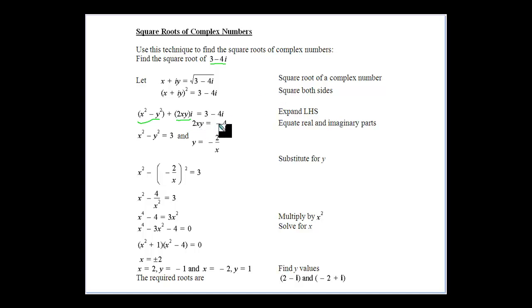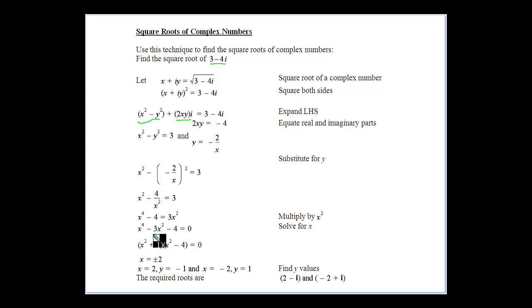So 2xy is equal to minus 4, so divide by 2x gives us y equals minus 2 on x. So what we're going to do is do a substitution. Put that into this equation here. So x squared minus (2 on x) all squared is equal to 3. Squaring that gives us a 4 on x squared. And we don't really like the x squared on the bottom, so we'll multiply all the way through by x squared. So we're just solving a quadratic as such, because even though it's a quartic, we're going to reduce it to a quadratic as such, because we can treat it and factorize it down here.